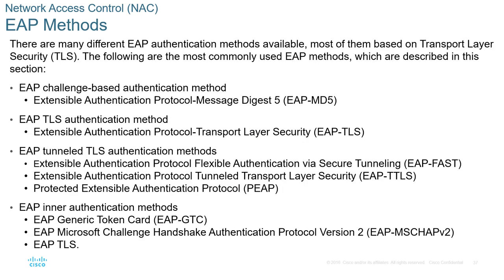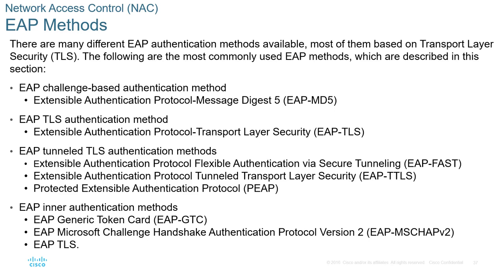Anyways, moving on, we have our EAP methods. We have a challenge-based authentication using MD5. That's going to be EAP-MD5. We have a TLS authentication method. That's going to be EAP-TLS. We have tunneling TLS methods, and that's going to be either EAP-FAST, EAP-TTLS, or PEAP. And PEAP has actually been around for a little while, and it's probably not the better option. If we're having to do tunneled TLS, something like EAP-FAST is probably going to be a better option.